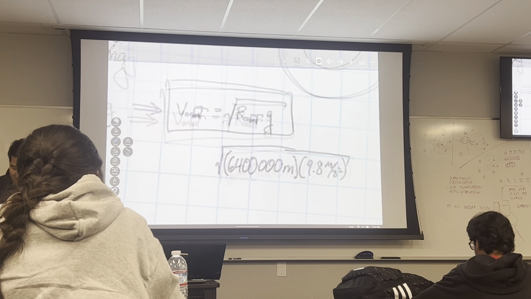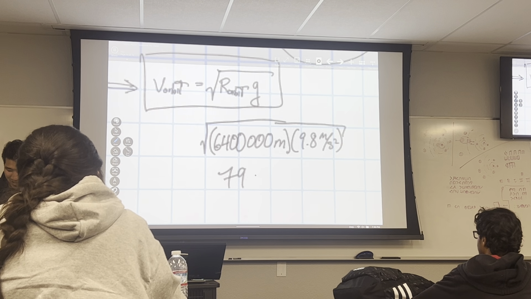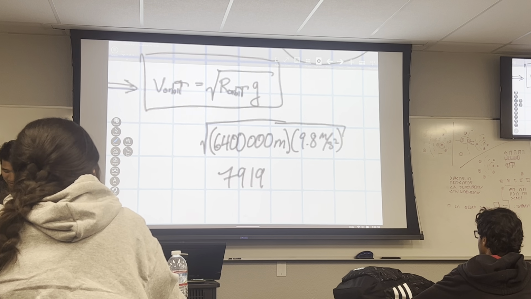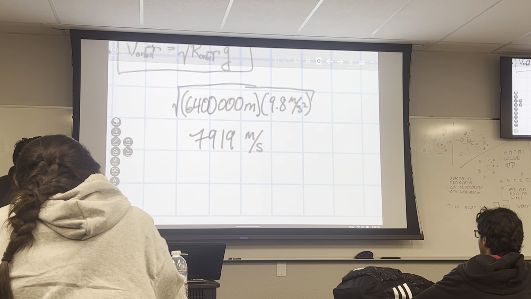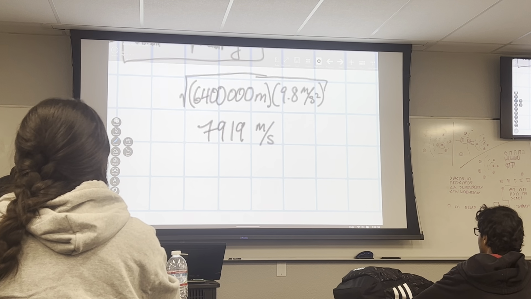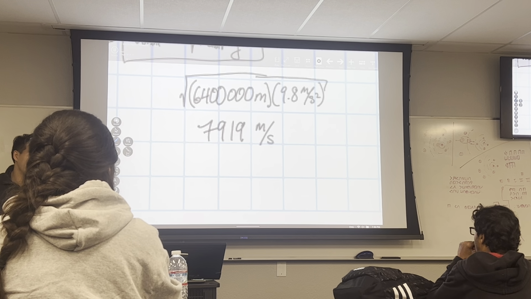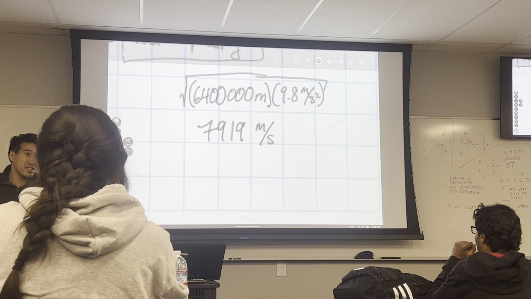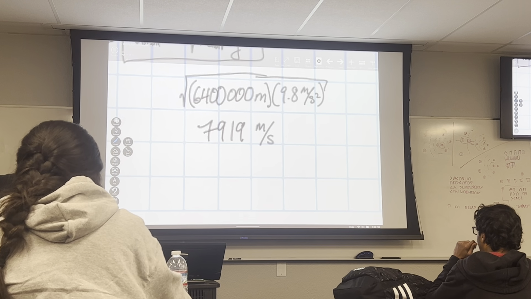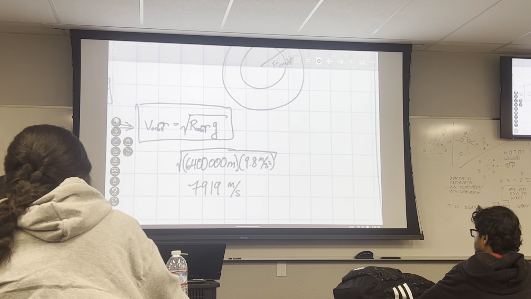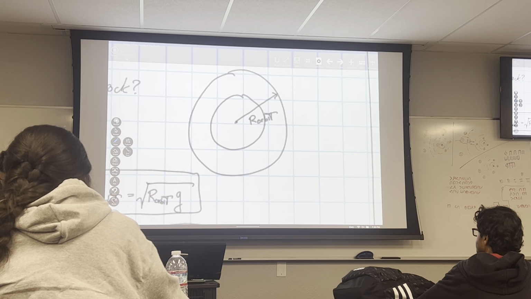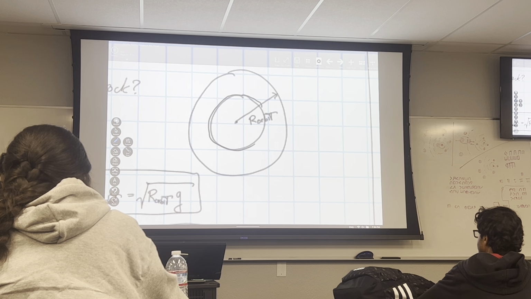7,919. This is meters per second, which I believe is 7 kilometers per second. That's like 3 miles per second. That's how fast the satellites are orbiting if it was at the surface of the Earth. That's if the satellite was right here.